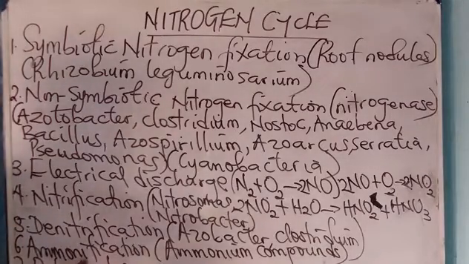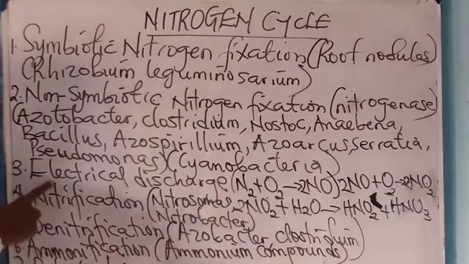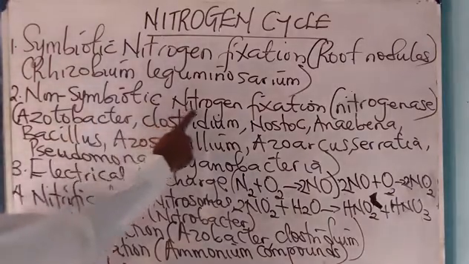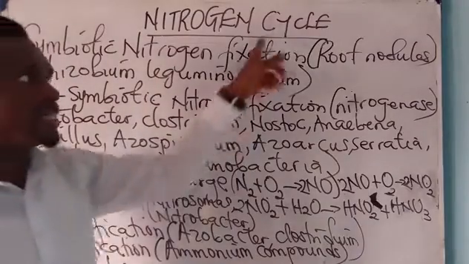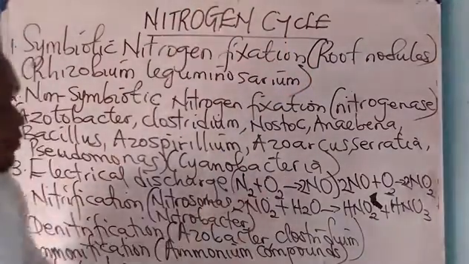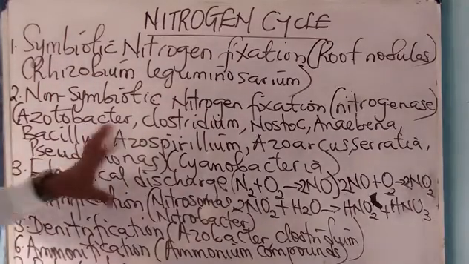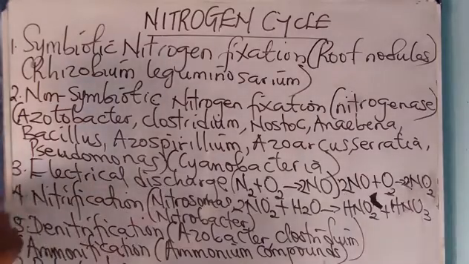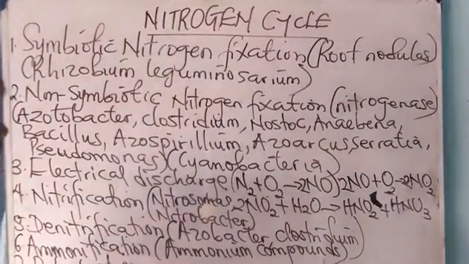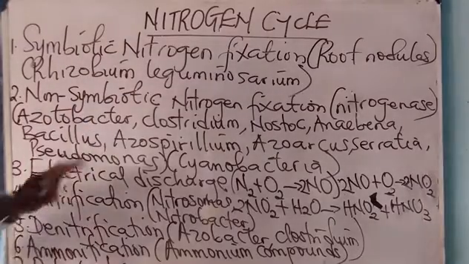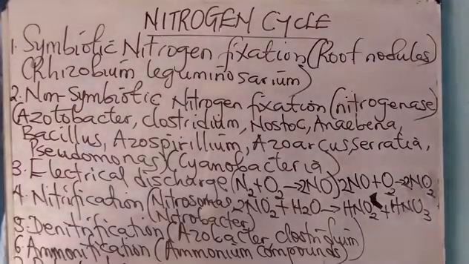So putrefaction, ammonification, denitrification, nitrification, electrical discharge, non-symbiotic nitrogen fixation, and symbiotic nitrogen fixation are terms associated with what? Nitrogen cycle. So please take note of this. I'm going to round it off by giving us the cycle. I've given us the various terms, but it is also important we look at the cyclic nature of this cycle. Okay, let me give us a few minutes to go through it. Symbiotic, non-symbiotic, electrical discharge, nitrification. Take note of the examples. All right, so let's go.